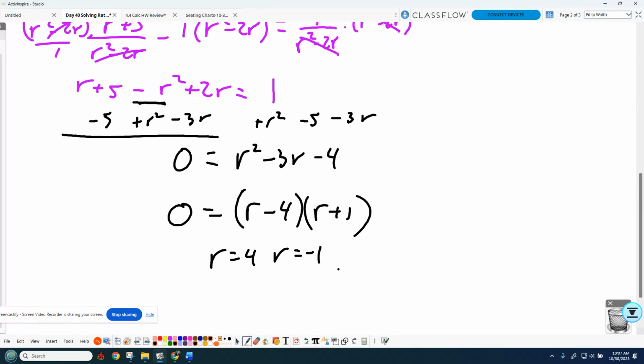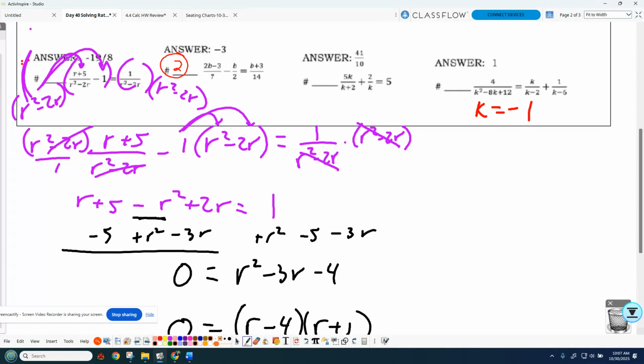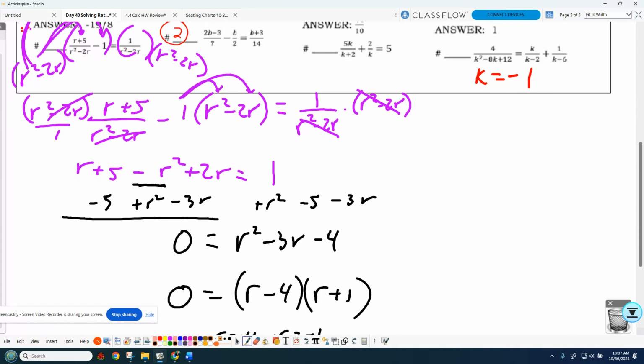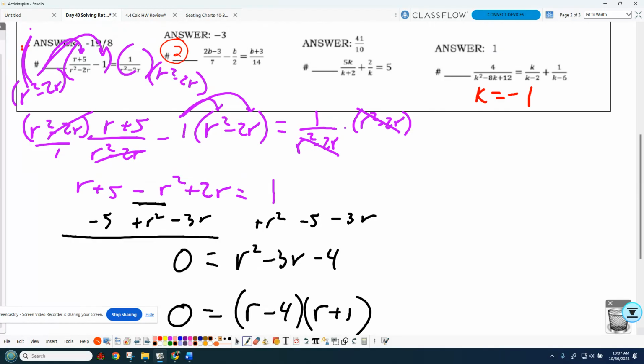Spencer, do both answers work? We go all the way back to the beginning. R equals 4 and r equals negative 1. Do they both work? It looks like it. At negative 1, I get 3. And at 4, sorry, negative 4 or positive 4? Which do we have? Positive 4. I get 16 minus 8, so yep, both work.